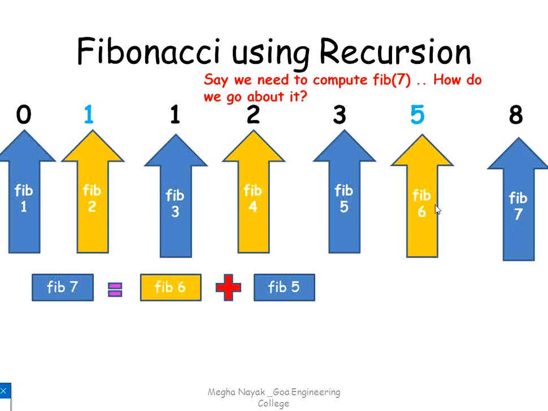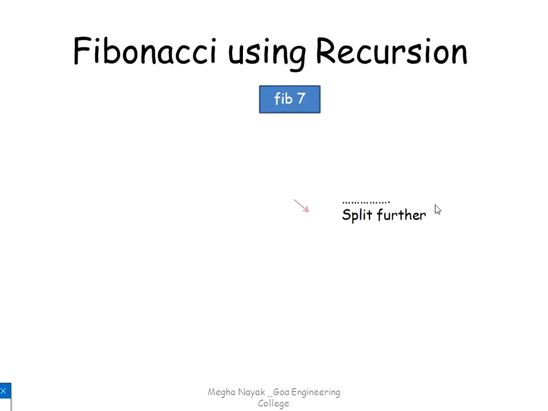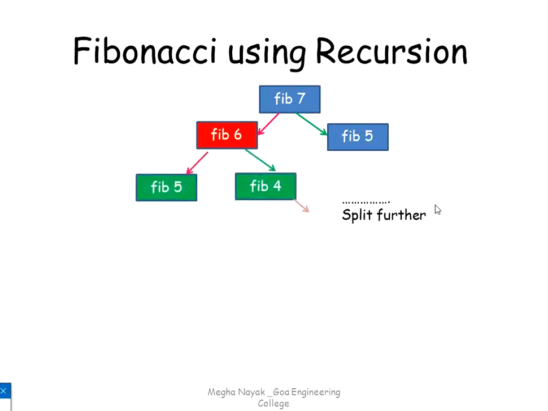So to do it using recursion, we need to understand that fib of 7 is computed with the help of fib of 6 and fib of 5. So you make a call to fib of 6 and fib of 5. Again, fib of 6 is going to make a call to fib of 5 and fib of 4. Similarly, over here, fib of 5 is split further to fib of 4 and fib of 3.